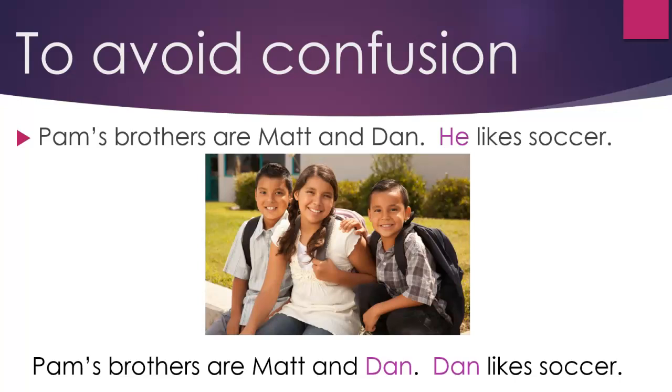First, to avoid confusion. For example, Pam's brothers are Matt and Dan. He likes soccer. Who's he? Matt or Dan? We don't really know. So you need to repeat one of the names. Pam's brothers are Matt and Dan. Dan likes soccer.